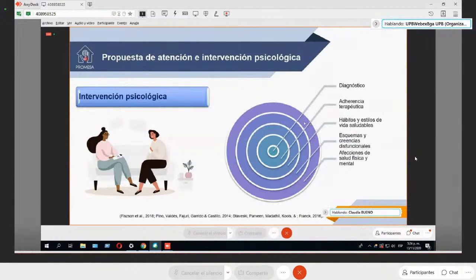The second phase we propose is the intervention stage. This is where we start working in a more direct and deep manner with the caregiver based on the information given by the first assessment. So we already have some diagnosis information that will tell us what the contextual, family and social variables of the caregiver are, and what therapeutic adherence capacity they have in view of the assessment we made.